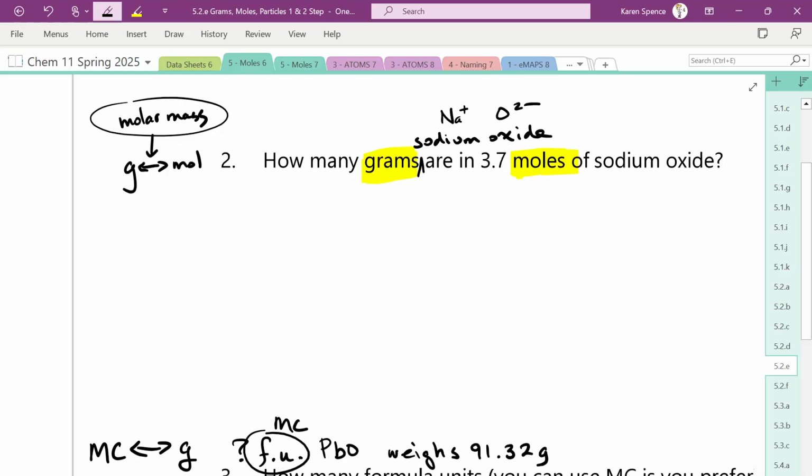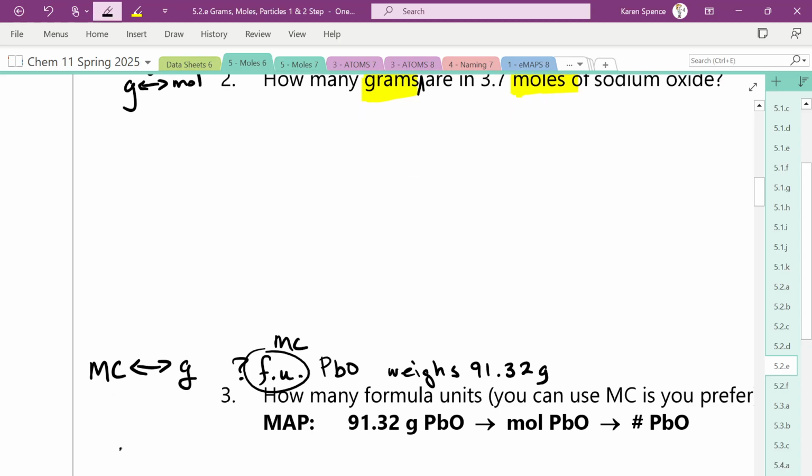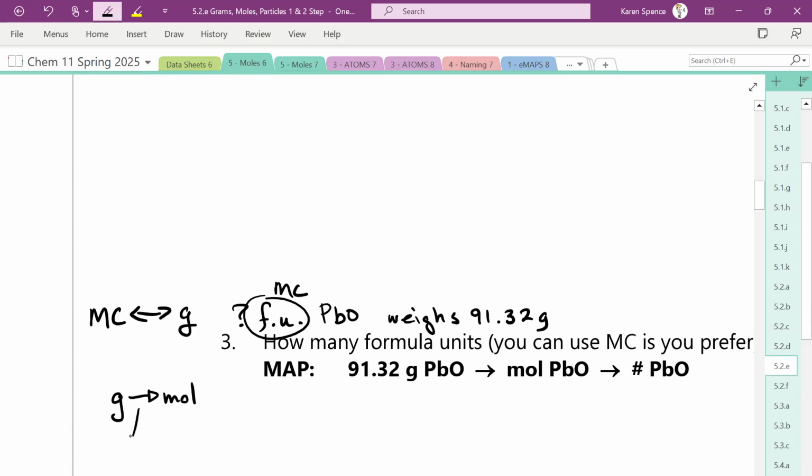We only know one conversion factor that gets us to grams. What is that? Molar mass. And that converts to moles, not to molecules. So that means that if we've got grams, what do we have to convert to first before we can get to molecules? We have to convert to moles first because we know that we can use molar mass to do that.